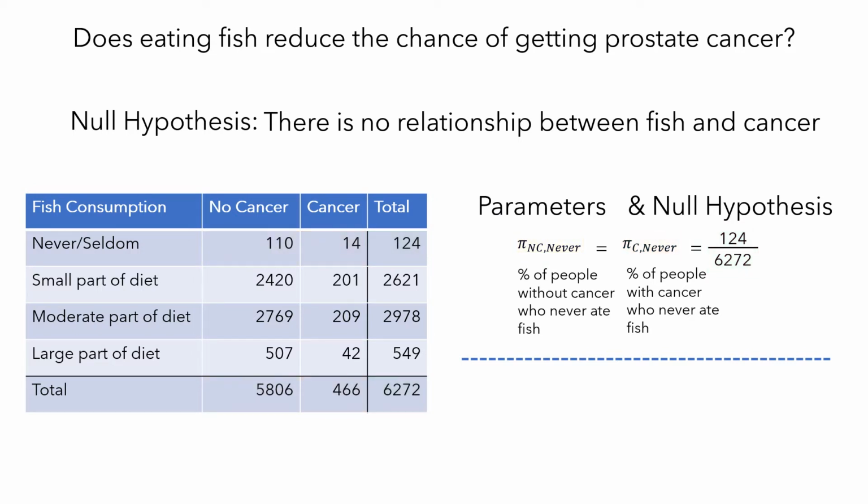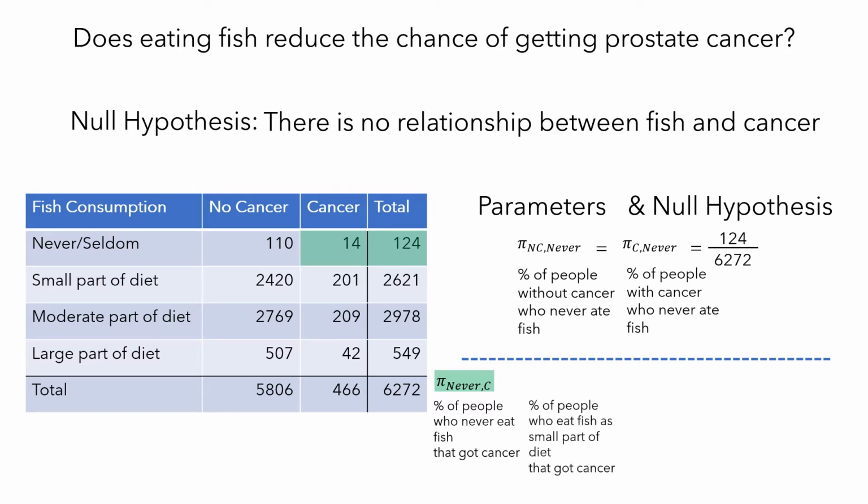There is the percent of people who never eat fish that got cancer, which we can write as pi sub never comma c. Like before, I'm highlighting the statistics that correspond to these parameters just to illustrate how the parameters are related to the data in the table. And then the percent of people who eat fish as a small part of their diet that got cancer, which we'll write as pi sub small comma c.